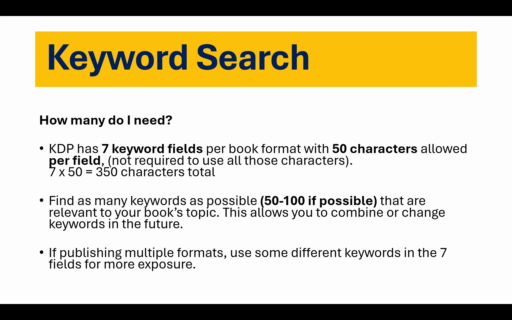If you're publishing multiple formats of your book, such as an ebook and a paperback, then you also want to try to use different keywords in the formats. So let's say you have all your keywords chosen for your ebook, you don't want to use all of the exact keywords for the paperback. You want to use some of them, the most relevant ones, but then try to change it up a little bit and put a few different ones into the paperback one. This just gives you more exposure. So if they don't find you through the ebook, then they might find you through the print book. So you're going to want to change it up. So it's another reason to try to find as many keywords as possible.